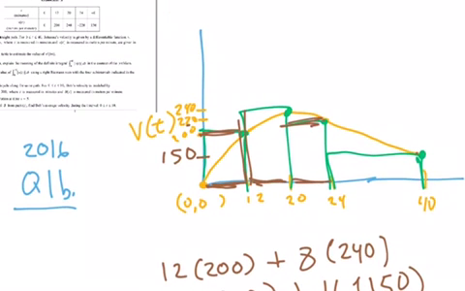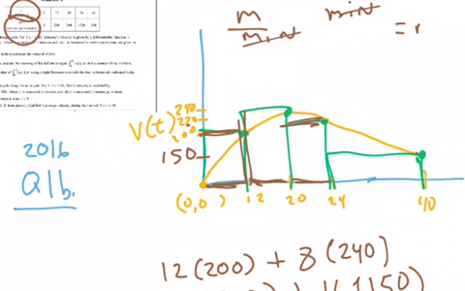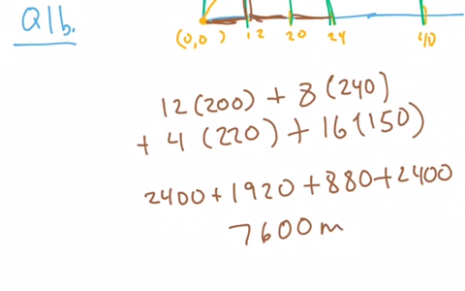And let's refer to our units. If you look at your units, this is meters per minute times minutes. When you multiply meters per minute times minutes, the minutes cancel out, so it's just meters. So my final answer is in meters.